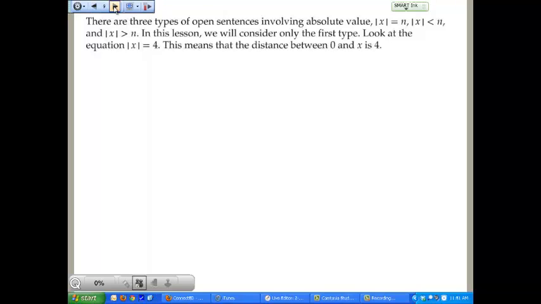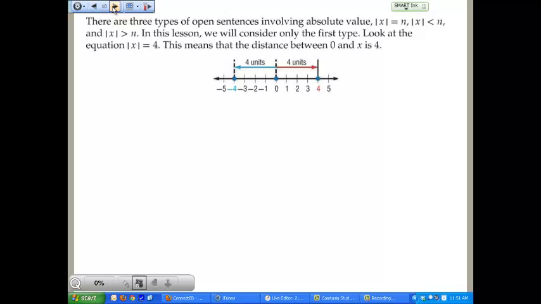If you think about it, that means first off, the distance between 0 and x is 4. We know that's the fact because that's the definition of absolute value. It's how far that number is from 0. But there are 2 different numbers that have a distance of 4 units from 0, and those values are negative 4 and 4. So therefore x could equal negative 4 or x could equal positive 4.